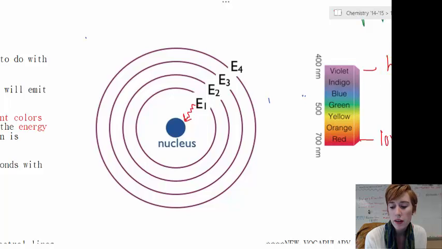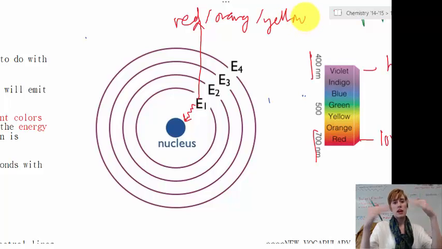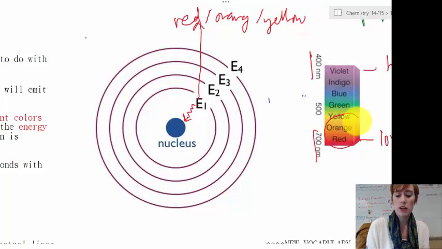Now, how do we know that? The way we know that is because I just told you that longer wavelengths correspond with low energy and shorter wavelengths correspond with higher energy. Violet has a shorter wavelength, so it has higher energy. Red has a longer wavelength, so it has lower energy. So electrons falling from a low energy level are probably releasing red, orange, and yellow light when they fall down, right? Because those are all lower energies.